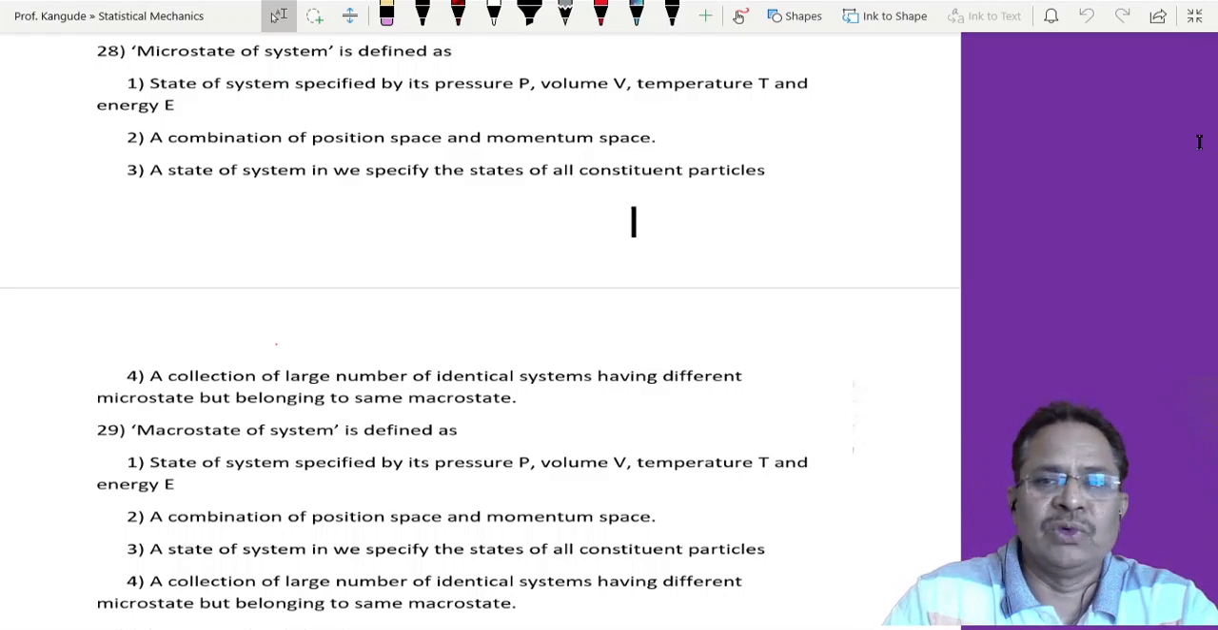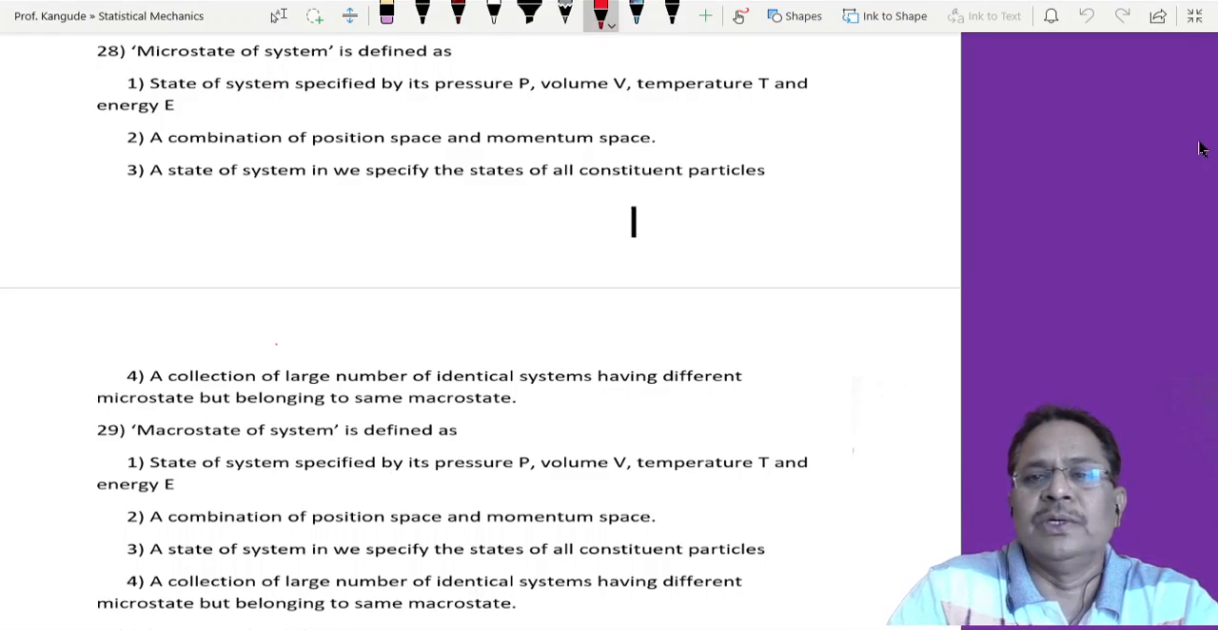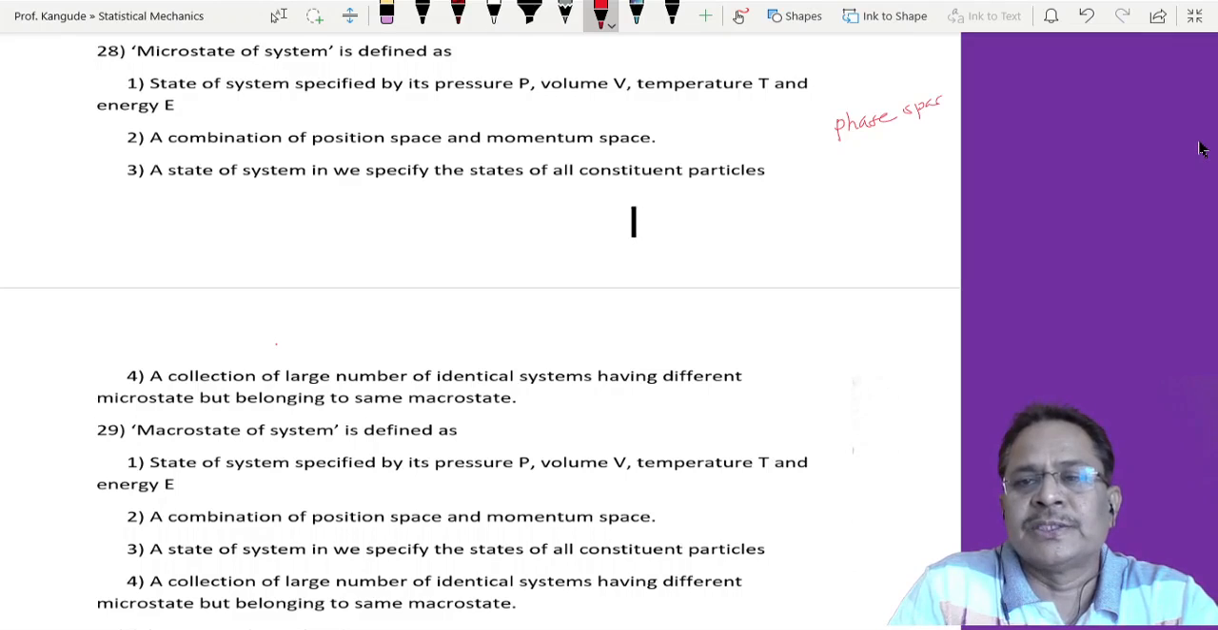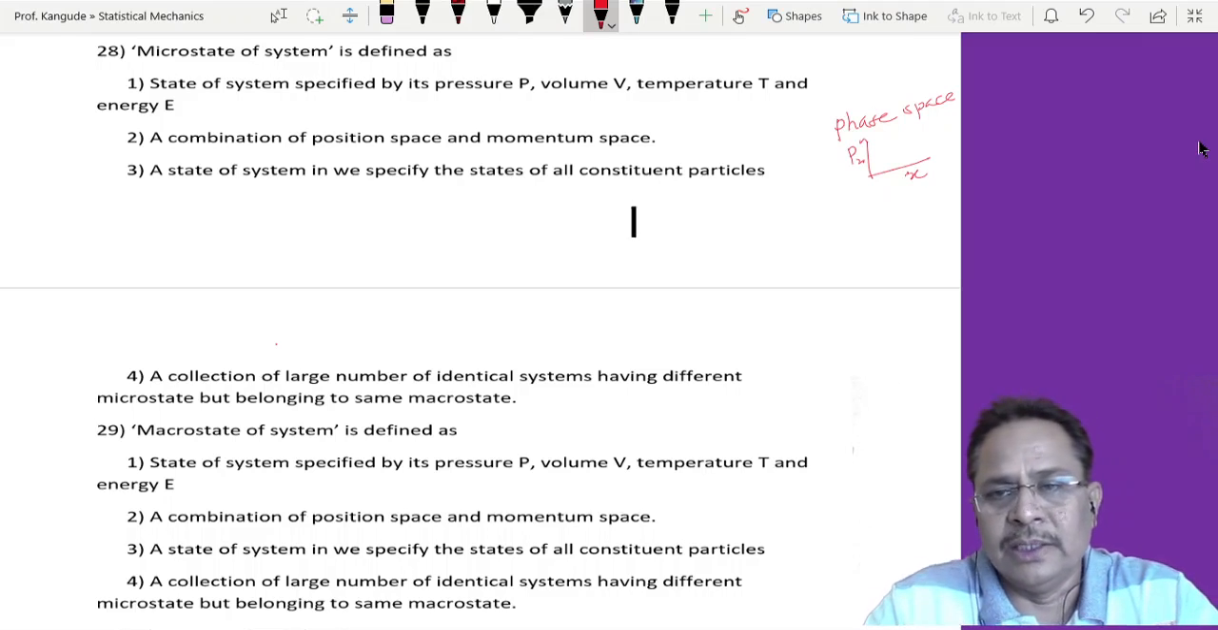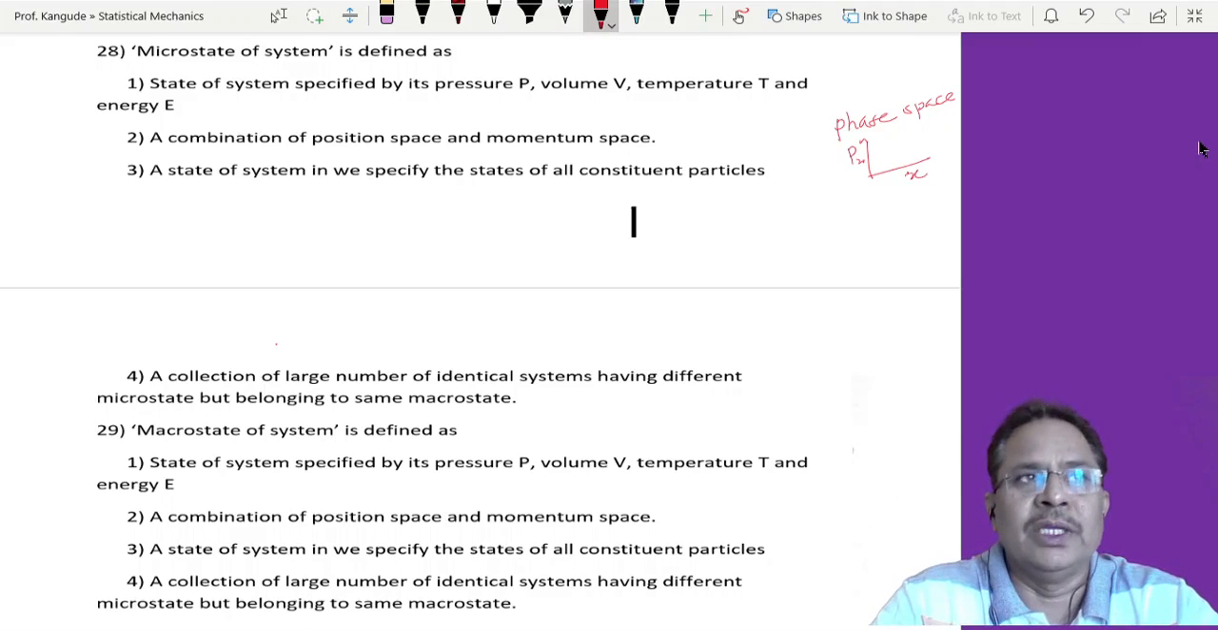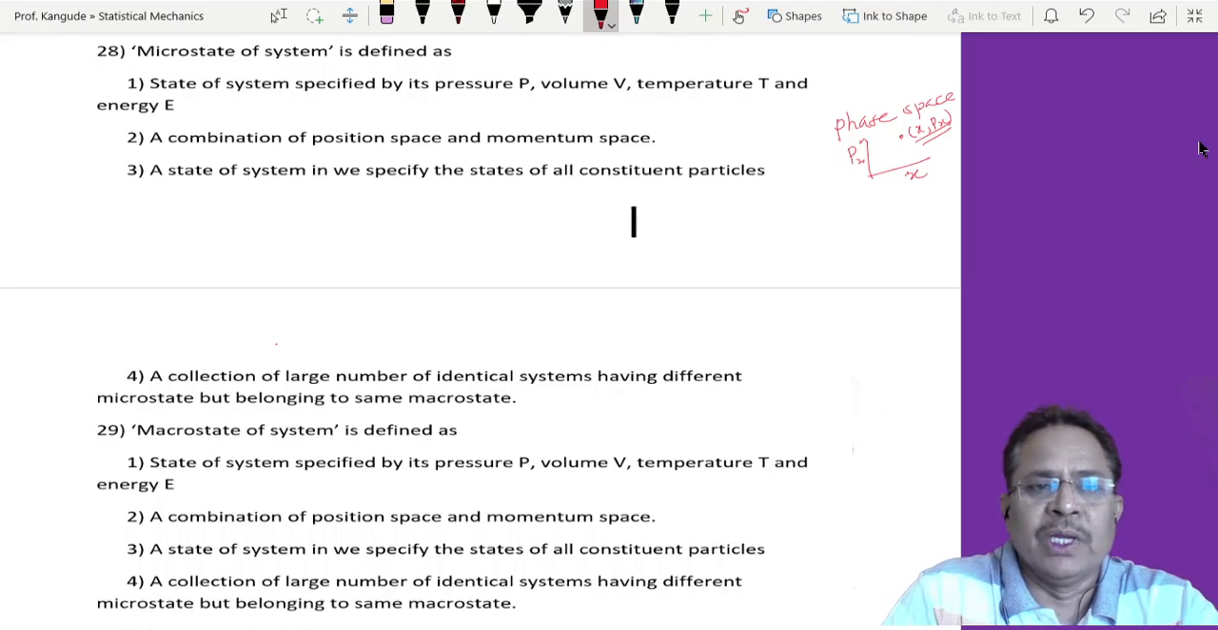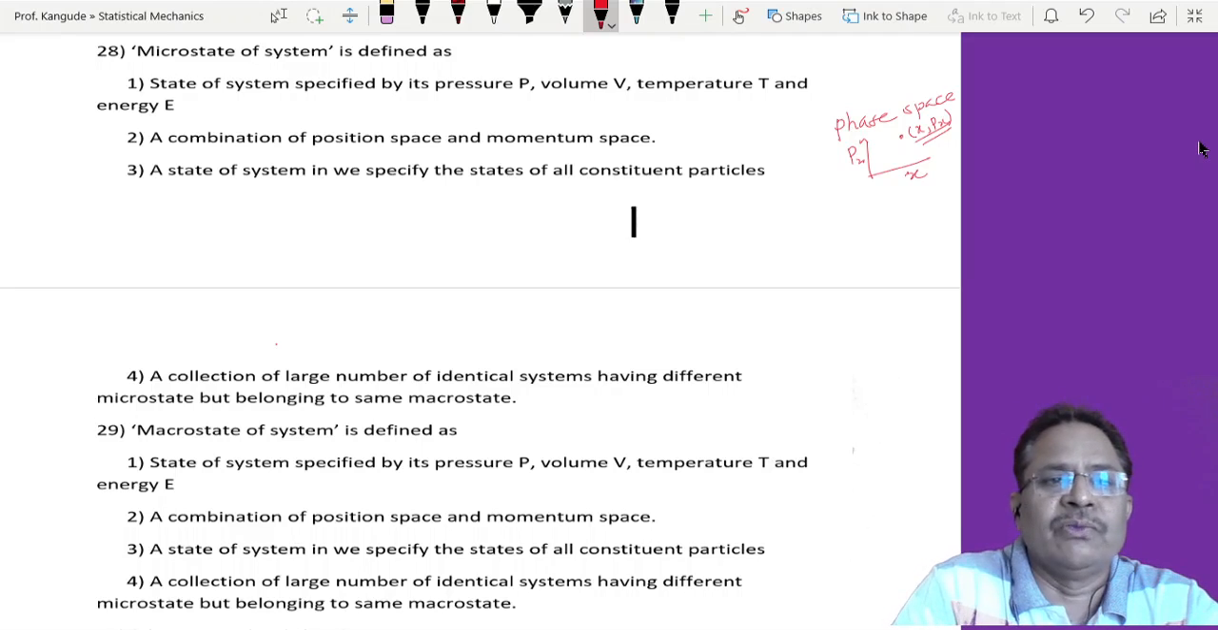Here we should first understand the basic meaning of the term phase space. In phase space we have the position coordinate x and momentum coordinate px in one dimension. In three dimensions we have three position coordinates and three momentum coordinates. In such a phase space, when we define a single point by all its coordinates, space coordinates as well as momentum coordinates, this is called a microstate. So option 3 is the correct option for question number 28.